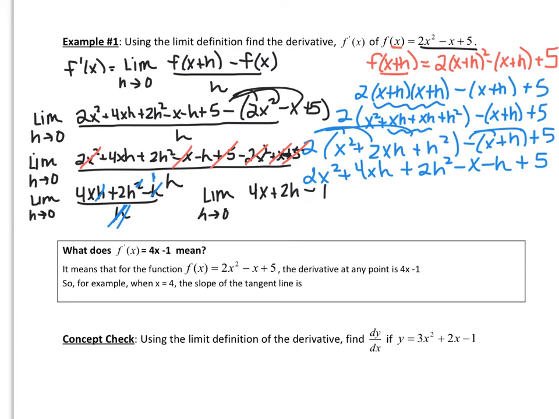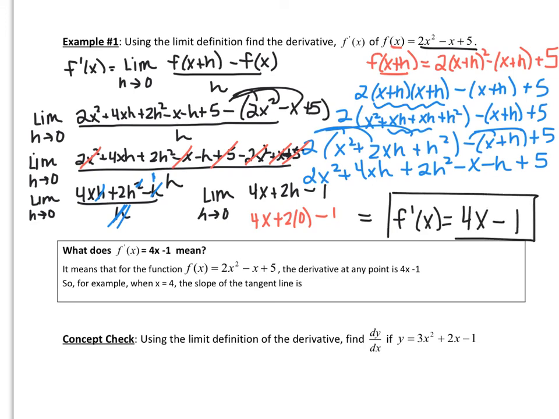And now I can substitute my 0 with a direct substitution. So we take the limit as h approaches 0, and I plug in 0. So we have 4x plus 2 times 0 minus 1. So simplifying all of that, I get f prime of x, or my derivative, which is equal to 4x minus 1. So that is the derivative, or the slope, for any given point on this curve.